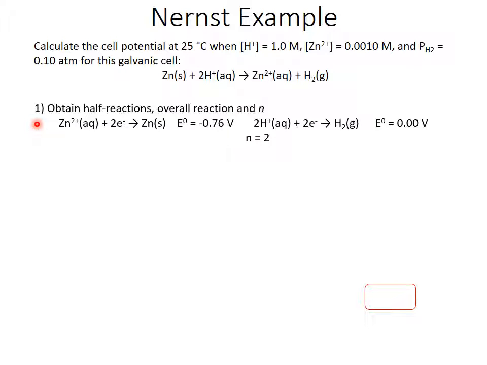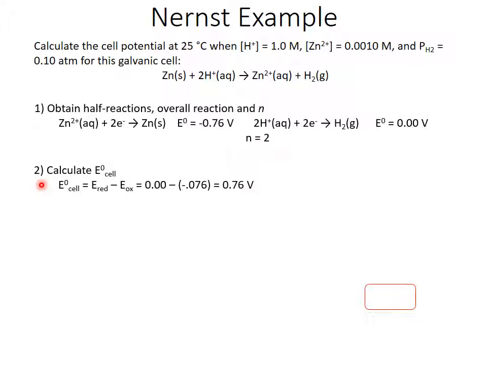So step 1, obtain our half reactions and our N. Pulling them from the table, we've got our zinc 2 plus combining with 2 electrons to make zinc 0. The potential of that is minus 0.76 volts. Then that of the standard hydrogen electrode is 0 volts. That's our designated 0 point. Note that we're using 2 electrons as reactant. In both of these, once balanced, N equals 2.